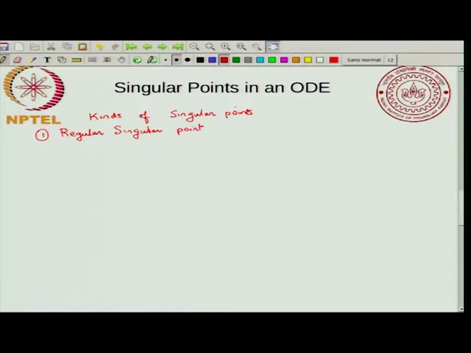Okay. So what is a regular singular point? A regular singular point is where x0 is a regular singular point if a of x0 equals 0, and a of x0 equal to 0 is necessary for a singular point. Now this singular point becomes regular if two other conditions are satisfied.